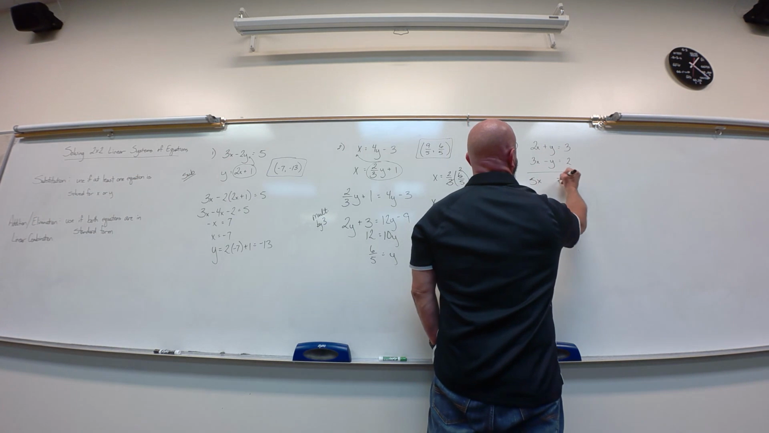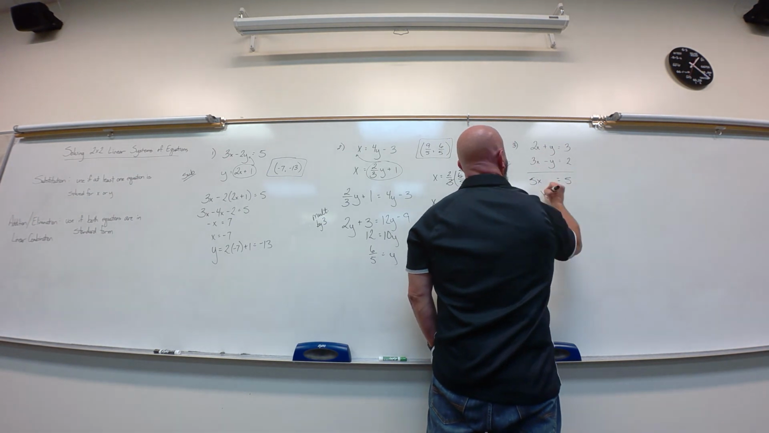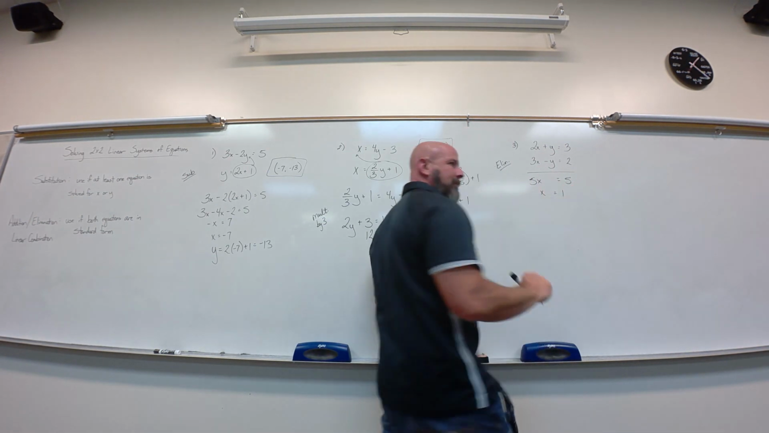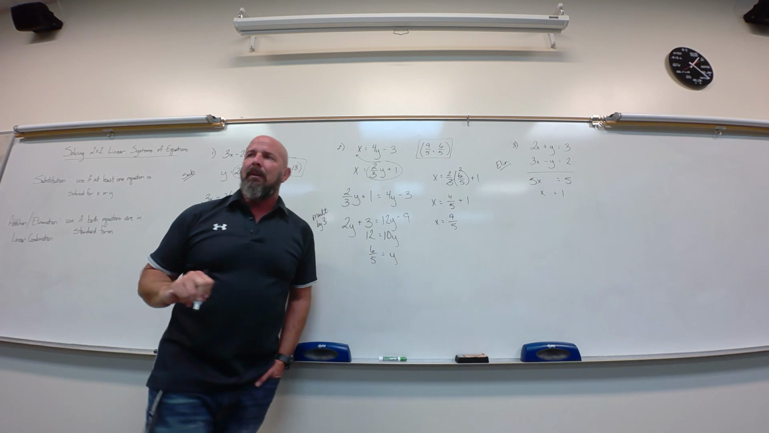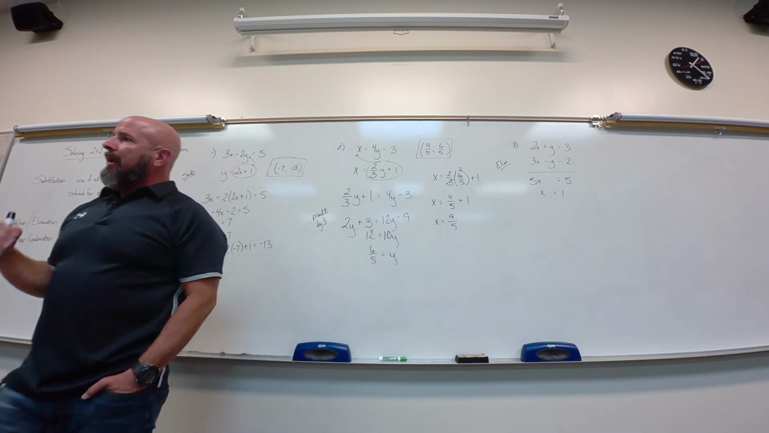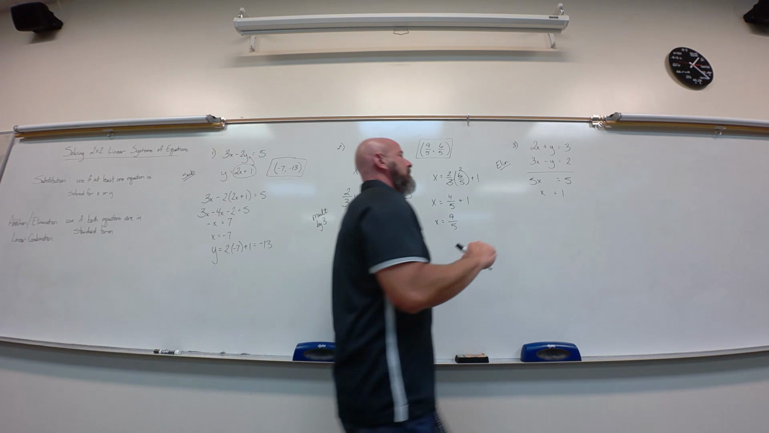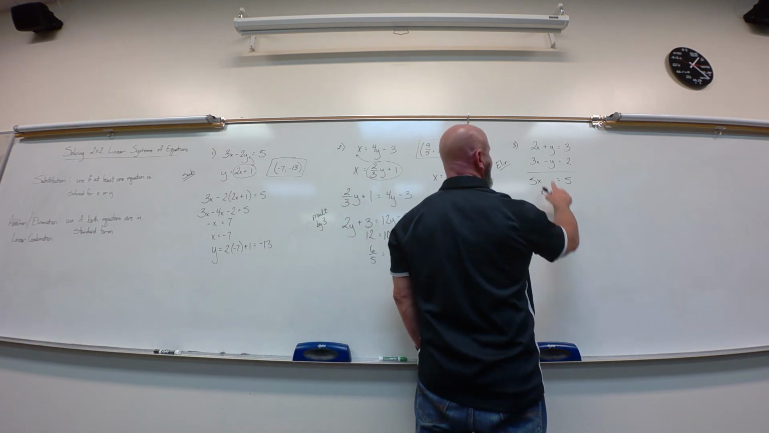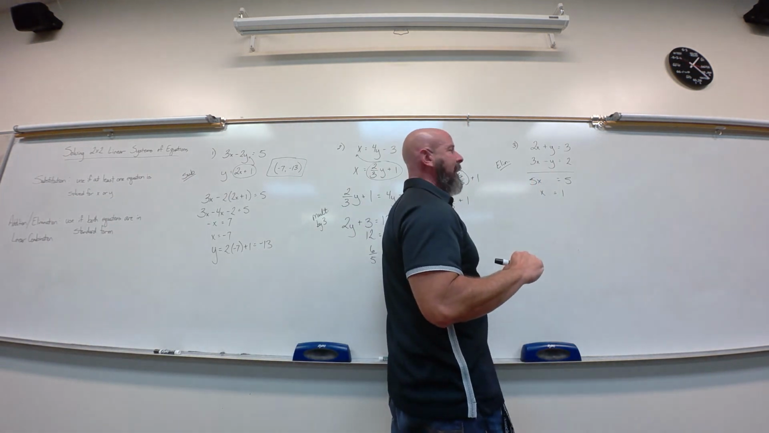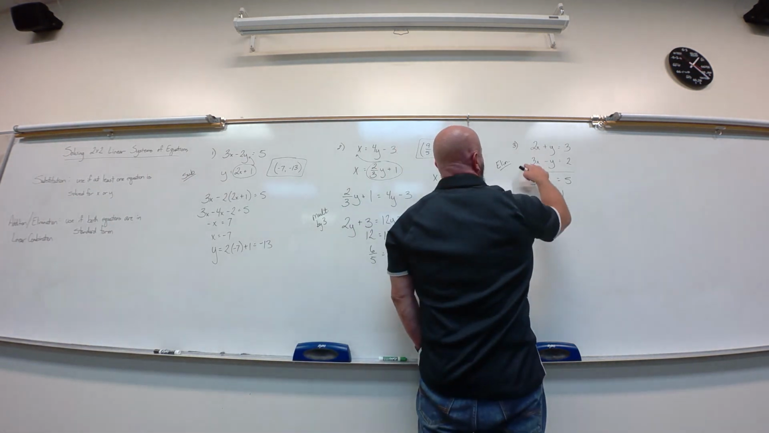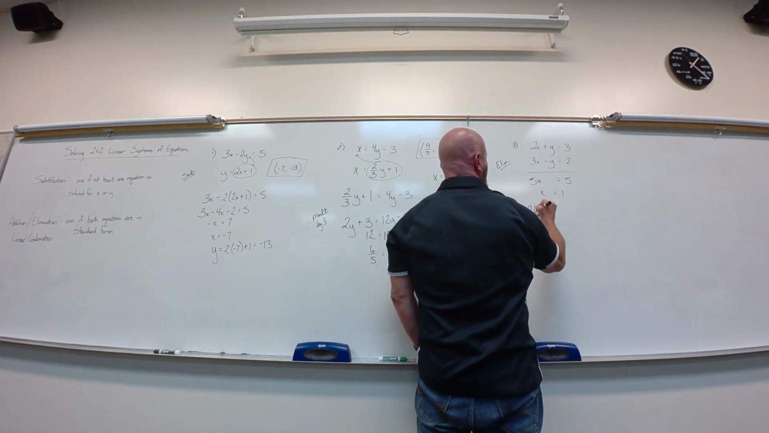So I have 5x is 5. X then is 1. So by adding the two equations, it eliminates the variable. So I've got x is 1. Well, now I need to know what y is. Does not matter. I'm going to pick the top one.